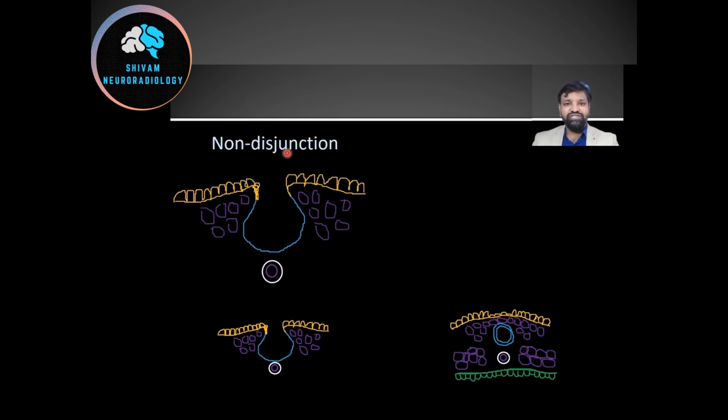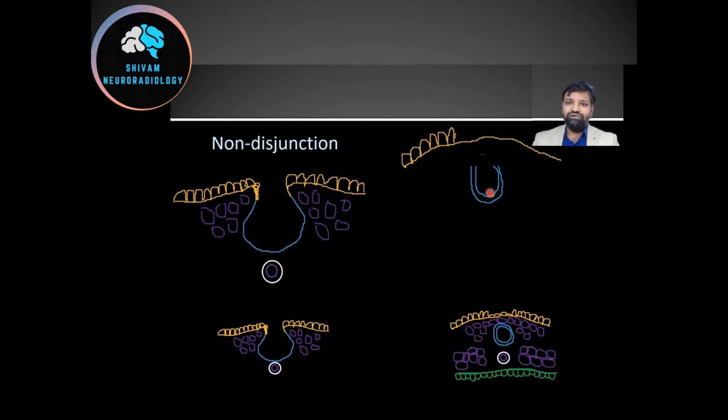This is called non-disjunction, where the neural tube is not detaching itself from the overlying ectoderm. Now what will happen? Because this is not detached at all, the mesoderm will not be able to go in between these layers also. So the neural elements will be exposed to the outside environment.